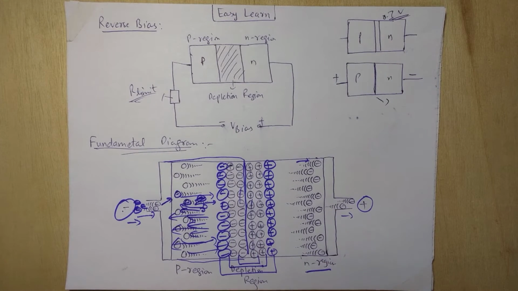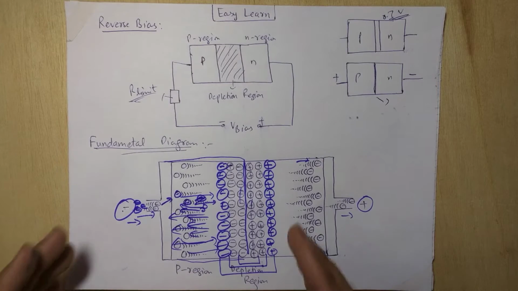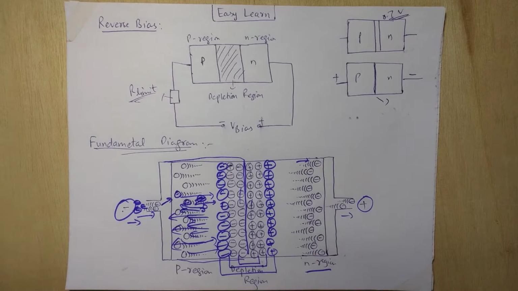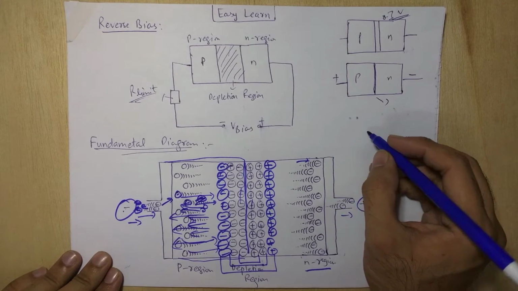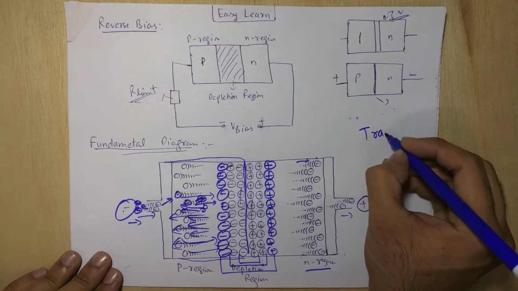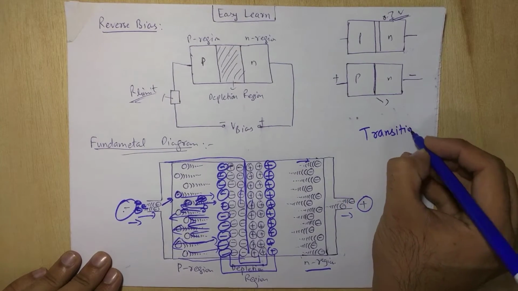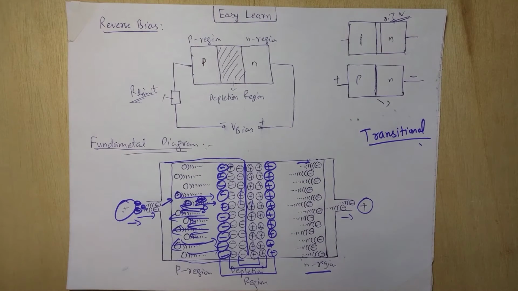The initial flow of the charges that I have discussed is called the transitional flow of the charges, and it lasts for only a very short time after the reverse bias voltage is applied. After the reverse bias voltage is applied, this will end very quickly.